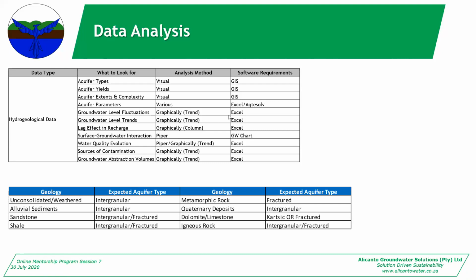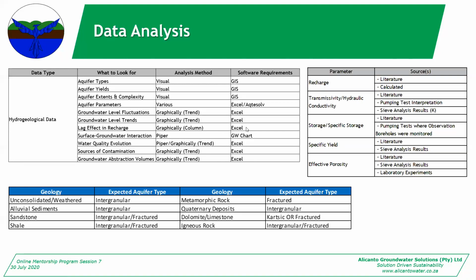Okay, so aquifer parameters. There's various ways of determining your aquifer parameters. You can do a literature review, or you can do interpretation of data sets if you have it in Excel or AquaChem. Groundwater level trends and fluctuations in Excel. A lag effect in recharge. That's where if you get rainfall in September, you only see a rise in water levels in December or January. Most of the time you'll have a 3-month lag period.